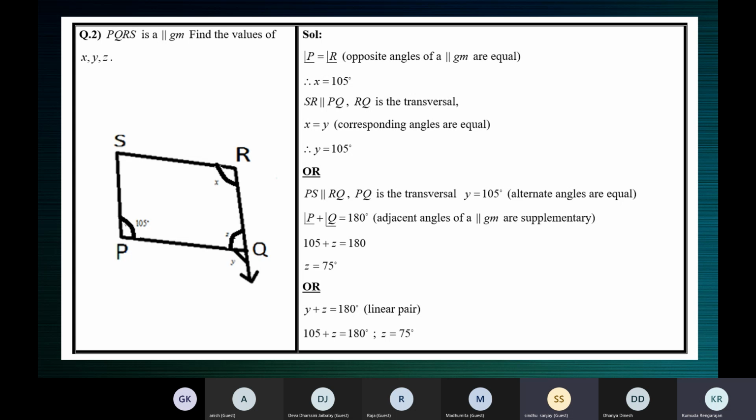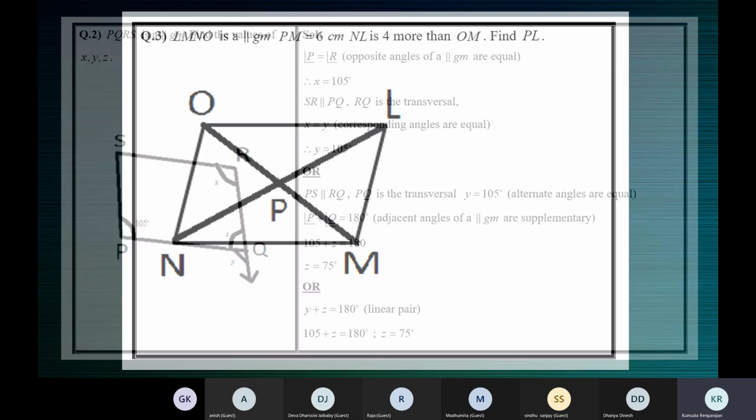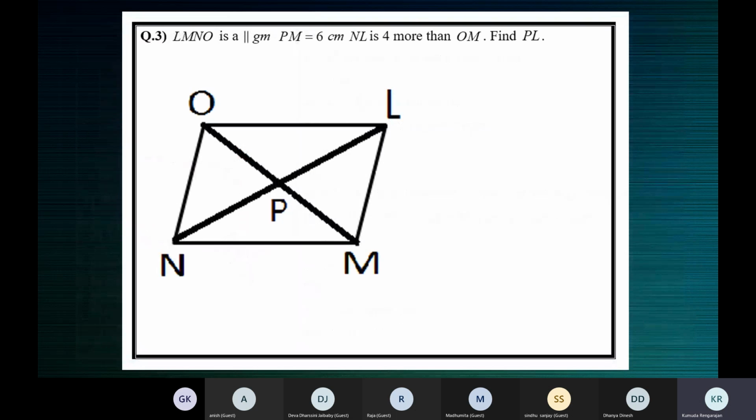All right, children. Let's see the next one. Ma'am, here in the second method you have given PQ is the transversal, ma'am, but you said RQ is the transversal. Here, the first one RQ is a transversal. Yes, ma'am. All right, let's see the next one.